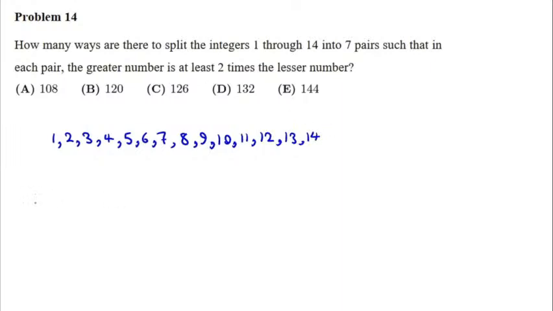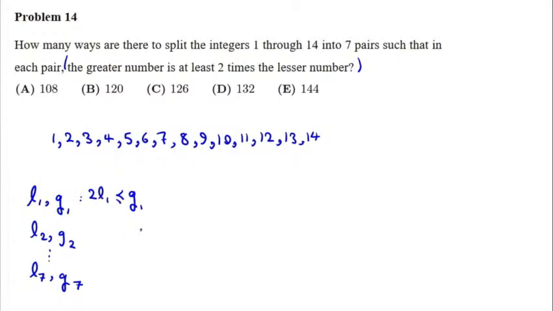Okay, so if for each subset, for example, the smaller one, the lesser one is L1, the greater one G1, and for a subset L2, G2, then we have L7, G7. It says here, the greater number is at least 2 times the lesser number. So, G1 is at least 2 times L1. G2 is at least 2 times L2. G7 is at least 2 times L7.